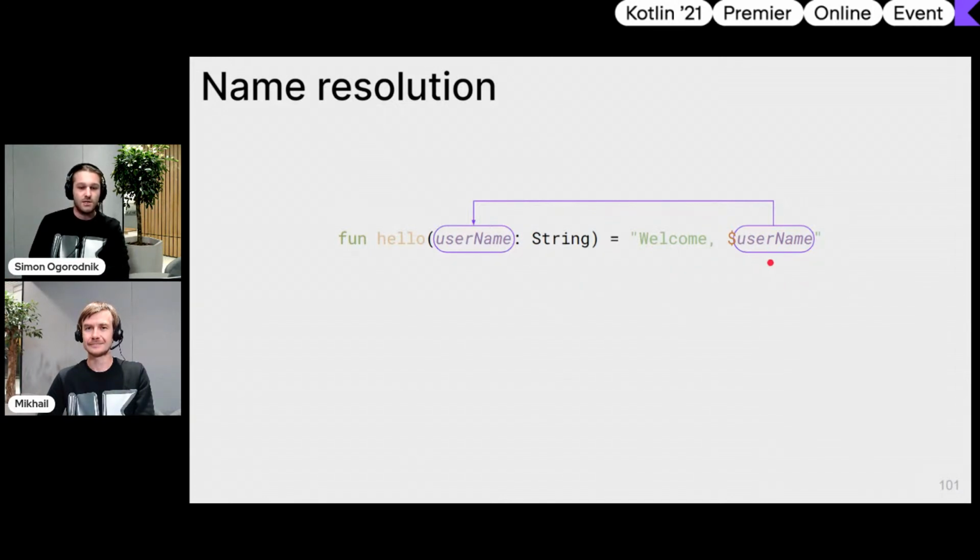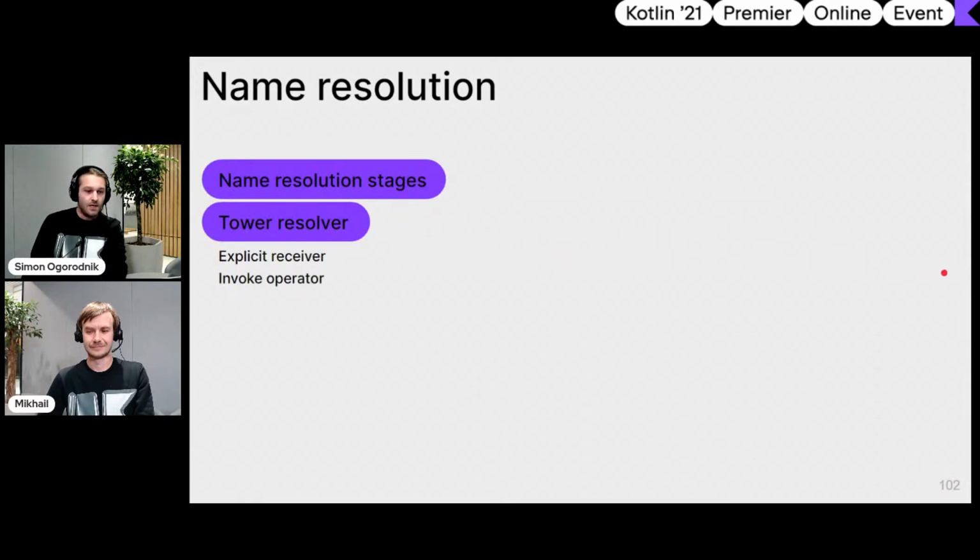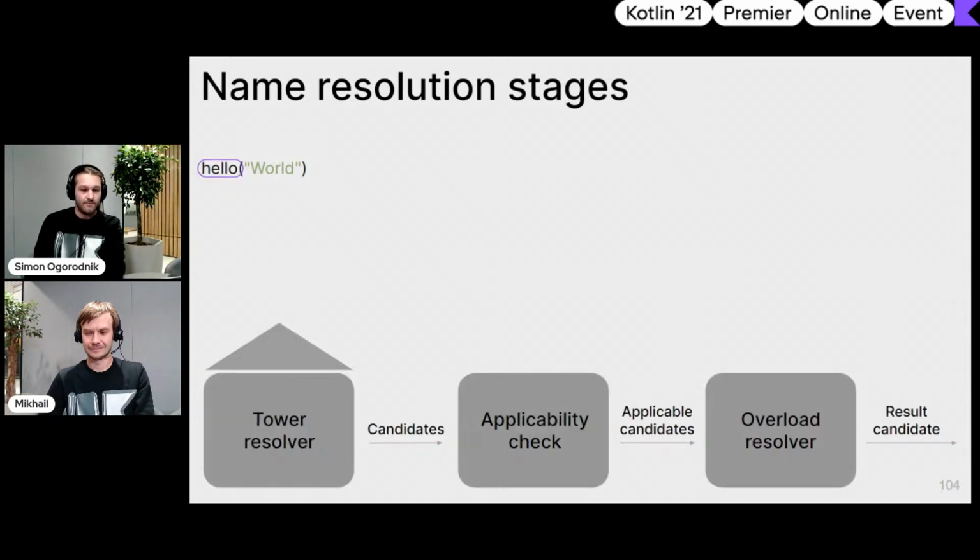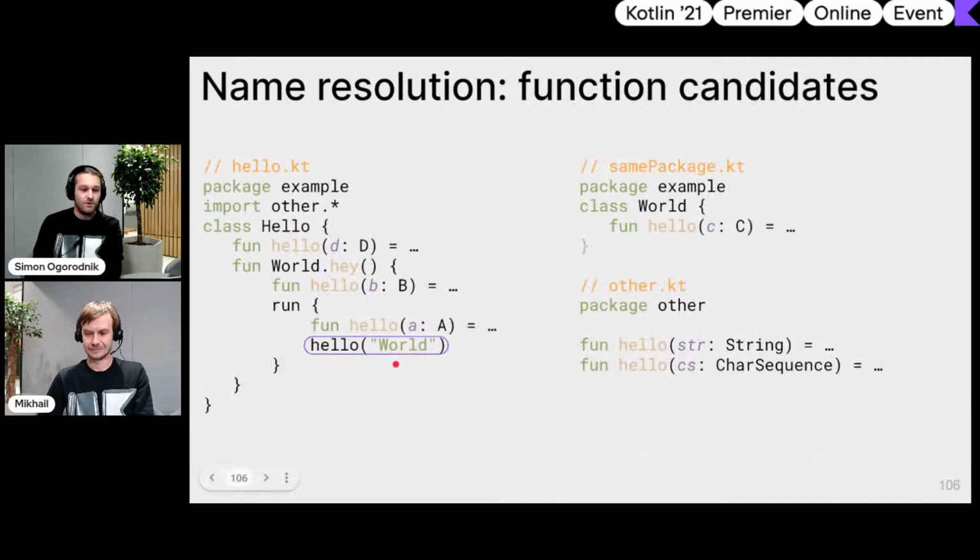So what's name resolution? The main part of this process is binding particular names found in code with their declarations. Here you see that username refers to the username parameter of the function hello. So let's see how it's being performed. It actually consists of different stages. Those stages are tower resolver, applicability checker, and overload resolver. So what does the tower resolver do in this scheme? It provides candidates.